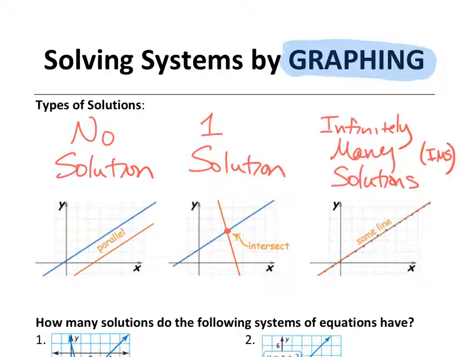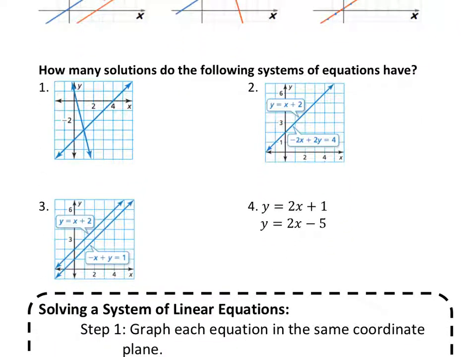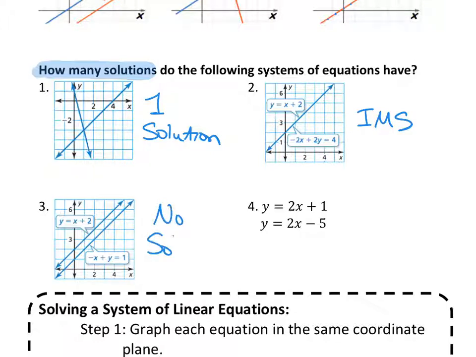So let's take what we learned by playing that game with our friends here, and let's answer these questions. Questions 1 through 4 don't ask me to find the solution. They ask me how many solutions. So this is just like the game we played around the room. How many solutions does this graph have? One solution. Very good. How many solutions does this graph have? Infinitely many solutions. Very good, because they're the same line. They are right on top of each other. How many solutions does this one have? No solutions.